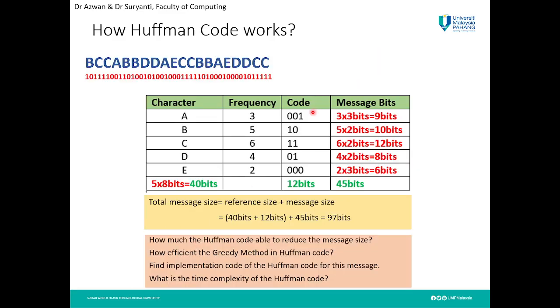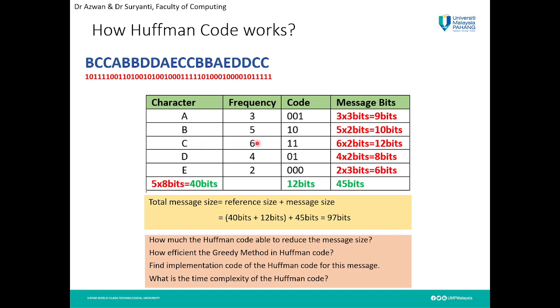So now we already get the code based on the Huffman. Based on this Huffman, the total code that we use is 12 bits: 1, 2, 3, 4, 5, 6, 7, 8, 9, 10, 11, 12. For the message bits, for character A, the frequency is 3 and the code is 3 bits, 1, 2, 3. So that's why 3 times 3 equals 9. For B, we have 5 frequency and the code is only 2 bits, so 5 times 2.